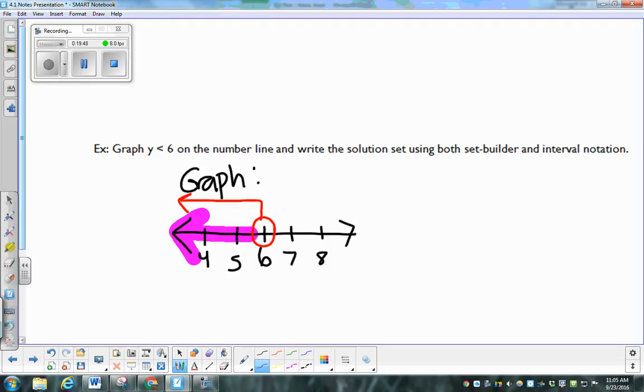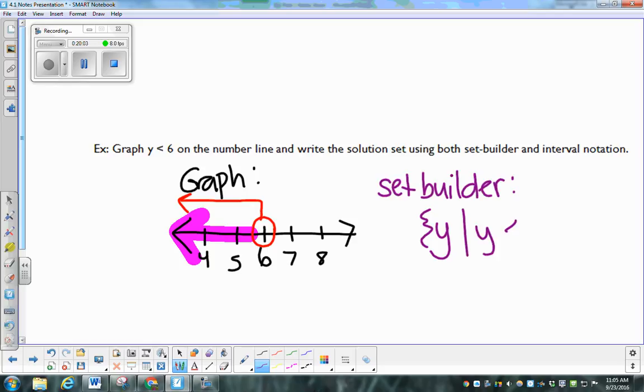So now if we're going to write this in set builder notation, well, that one's really easy because they basically already gave it to us. We just have to add in the squigglies and everything. So we just say all numbers y, because we're using y in this case, such that y is less than 6. That's it. You basically just wrote exactly what they gave you there.